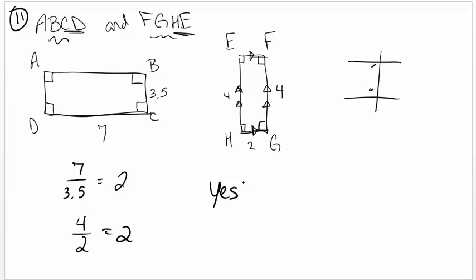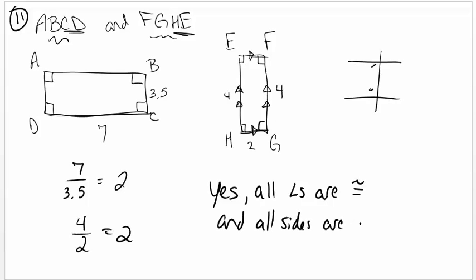And it says explain your reasoning. So I'm going to say all angles are congruent. I'm going to use my congruent symbol. And all sides are proportional. They reduce to the same amount.